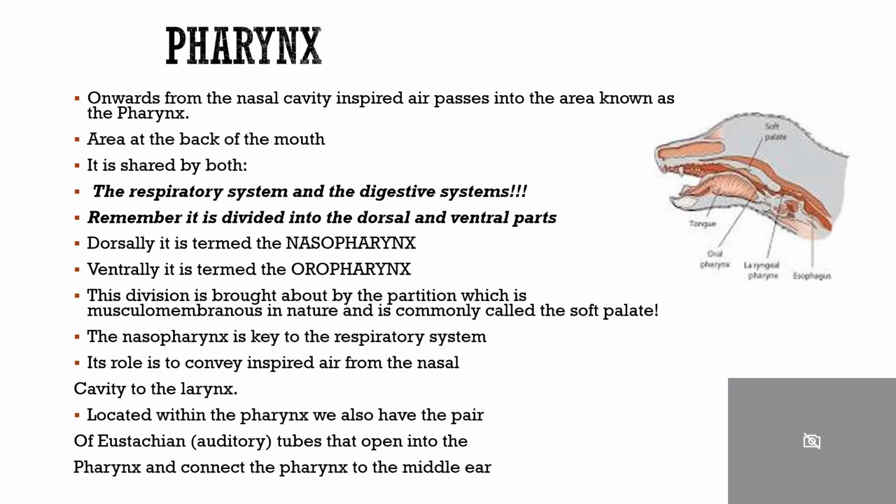The nasopharynx is key to the respiratory system, and its role is to convey inspired air from the nasal cavity to the larynx. Located within the pharynx, we also have the pair of eustachian tubes, commonly termed auditory tubes, that open into the pharynx and connect the pharynx to the middle ear.